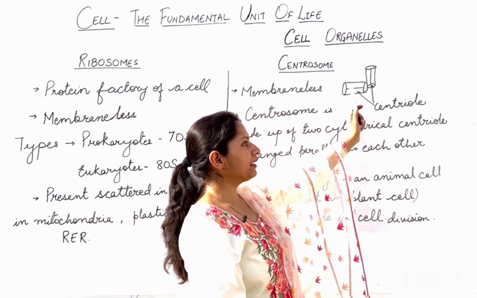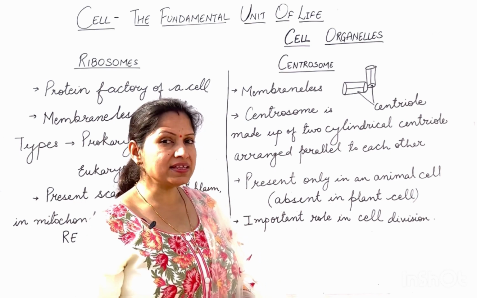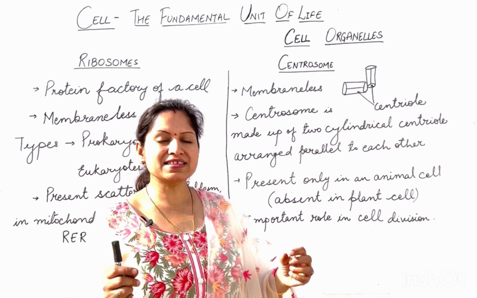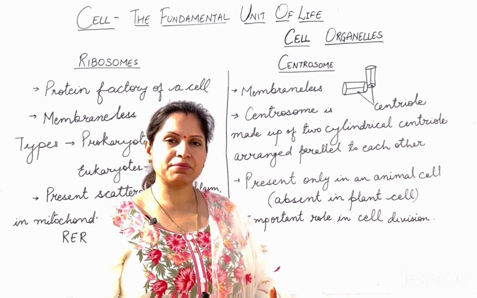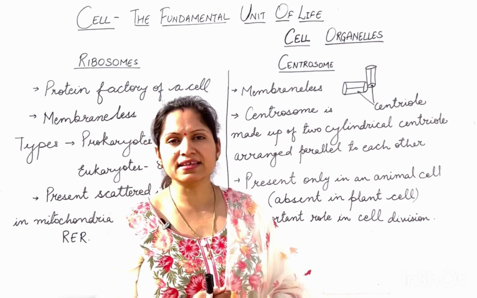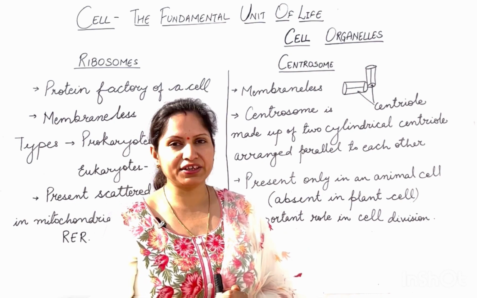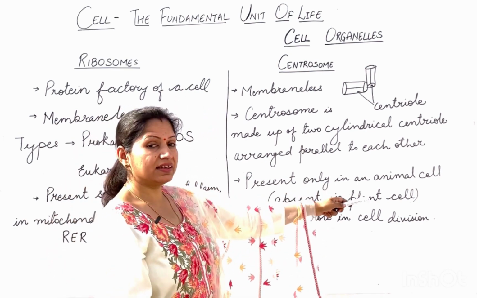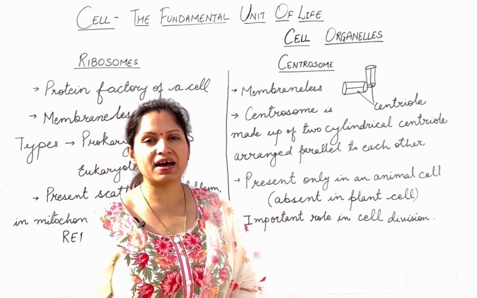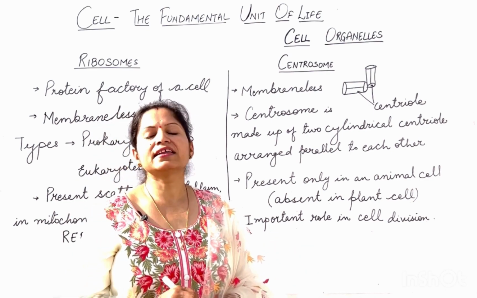Centrosome is made up of two perpendicular structures that are cylindrical in shape, and that is known as centriole. These centrioles divide from each other, separate from each other at the time of cell division, and they go to opposite parts of a cell during the cell division. They play a very important role in cell division in case of animal cell. The centrosome is present only in an animal cell and absent in plant cell. So that's all about the different cell organelles.